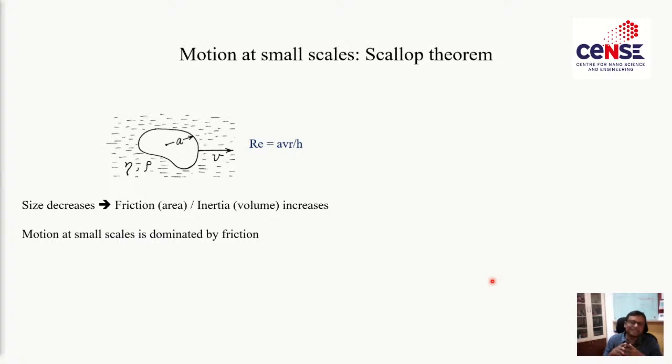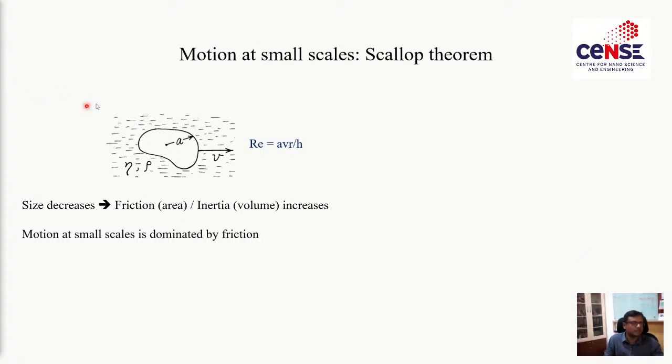So what happens when things get smaller? One of the most important things that happens as you start cutting things into smaller and smaller pieces is that the overall area increases while the volume remains the same, right? If you take a cube and keep on breaking it into smaller and smaller pieces. Because your area increases while volume remains the same, effectively you now have more friction, because friction is really proportional to the surface area a bunch of objects have. So if you have a very small object and you want to move it in a fluid or a gel, your motion is entirely dominated by friction.